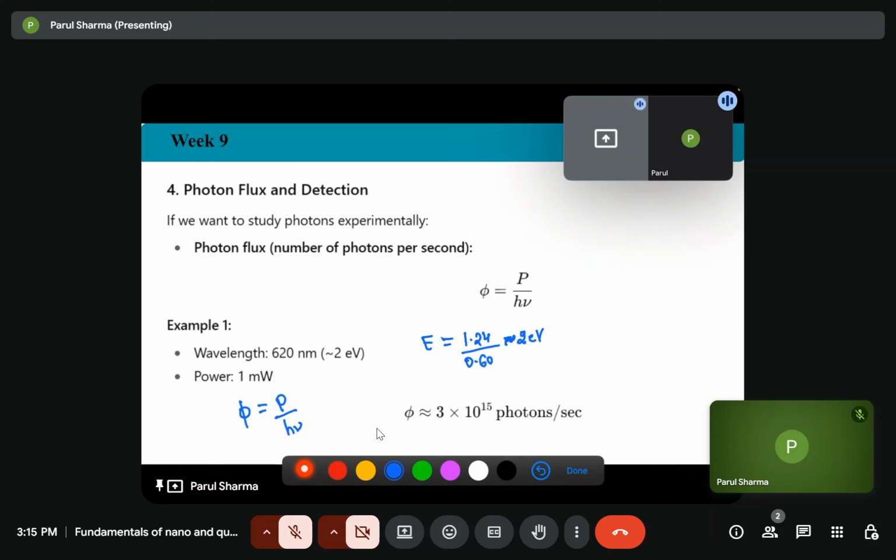So that will be equal to 3 into 10 raised to power 15 photons per second. If you have the power and you want to calculate, P is equal to energy by time, and energy is given by number of photons into energy of a single photon, and time. So 1 millijoule per second upon 2 eV.